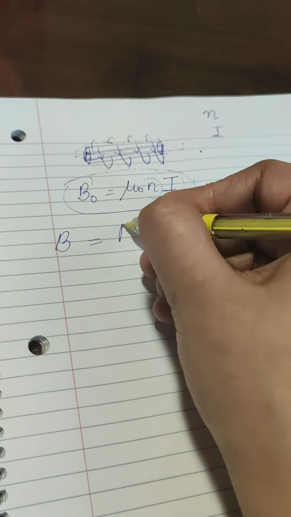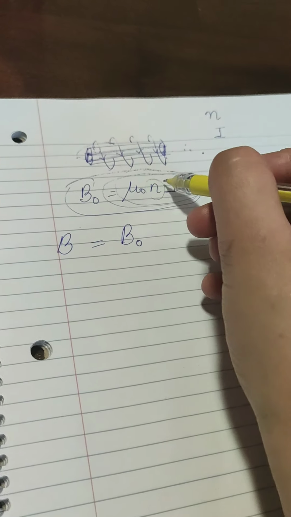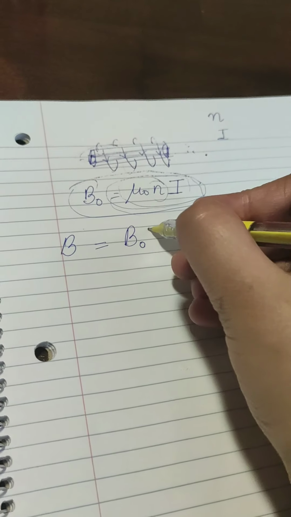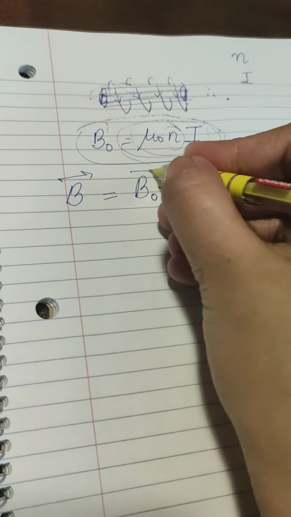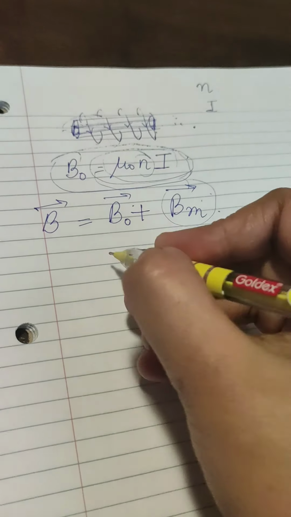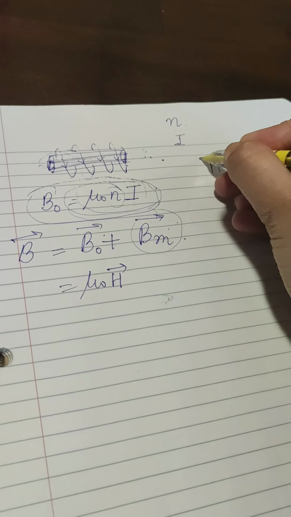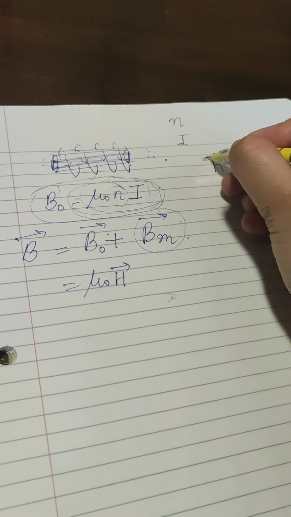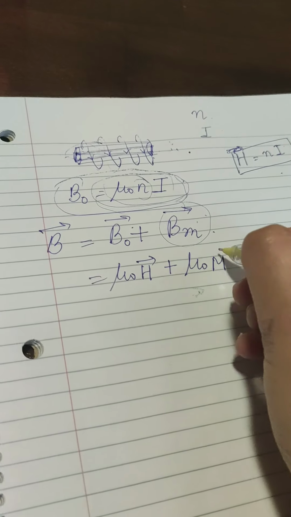The field is the sum of the original field inside the solenoid when there was vacuum, plus the field due to magnetization of the core of the solenoid. All of these are vector quantities. Okay. Now, what is Bm? What is B naught? That is mu naught H. So from here you get another formula for H equal to nI. H equal to nI, plus Bm is mu naught M.